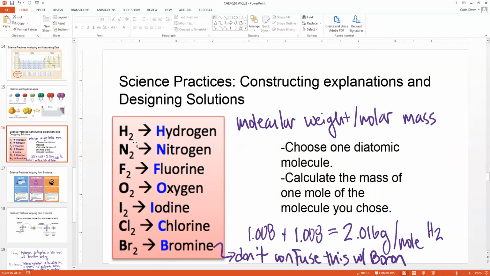I noticed, and actually Arlene was gracious enough to point this out, that sometimes this B, all by itself, could be confusing. So please don't confuse this with boron. This B actually represents bromine. So if you need to, make it a blue B and a blue R. That way you can keep it straight.